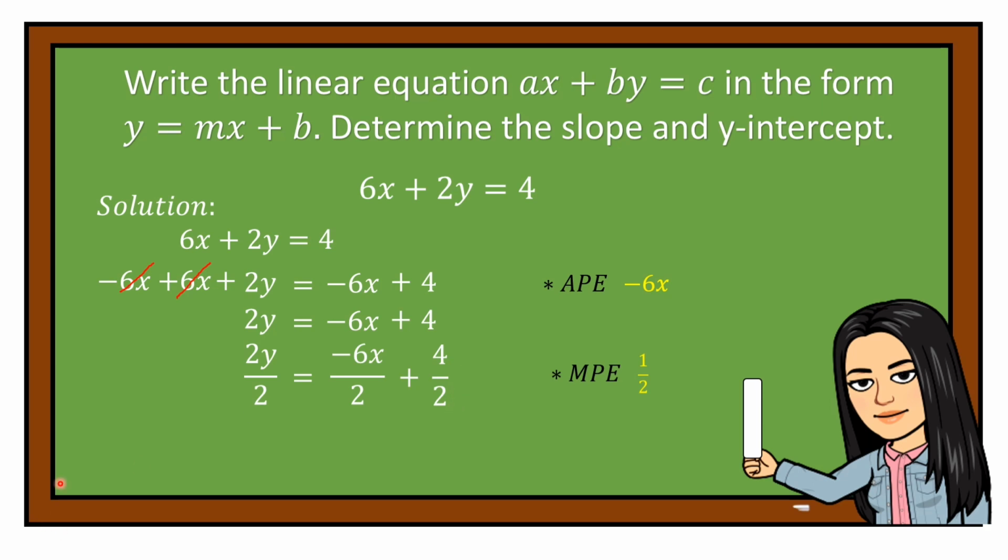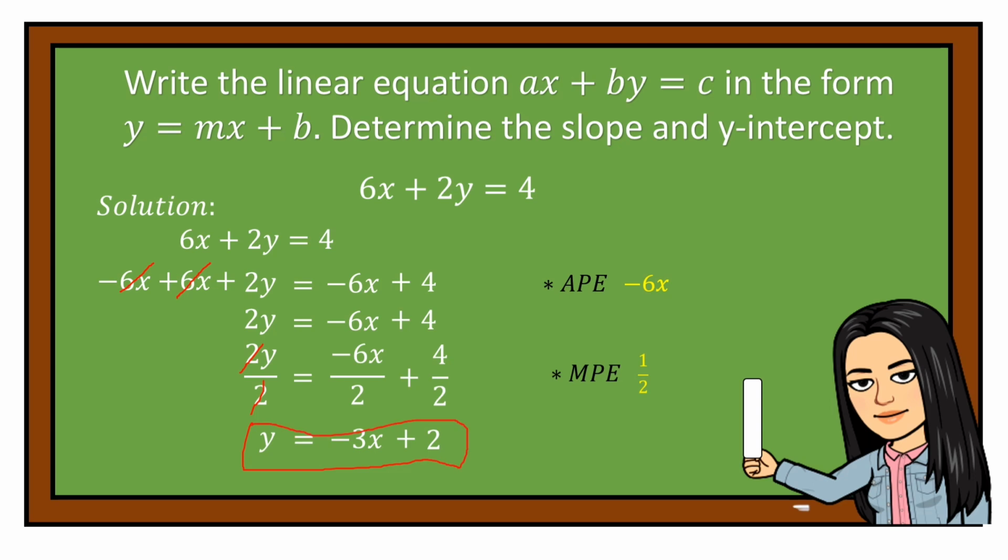So let us simplify. 2y over 2. So cancel natin ng 2. Anong matitira? That is equal to y. So the quotient is y equals negative 6x divided by 2, we have negative 3x, plus 4 divided by 2 is equal to 2. So we now get the slope-intercept form, which is y equals negative 3x plus 2.